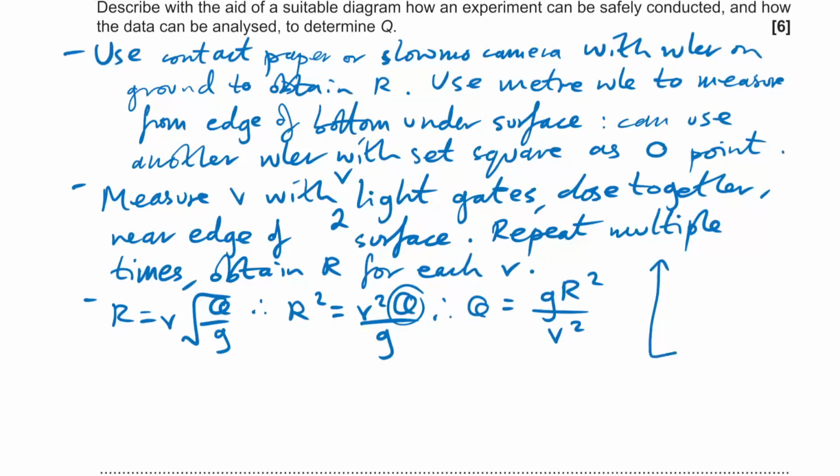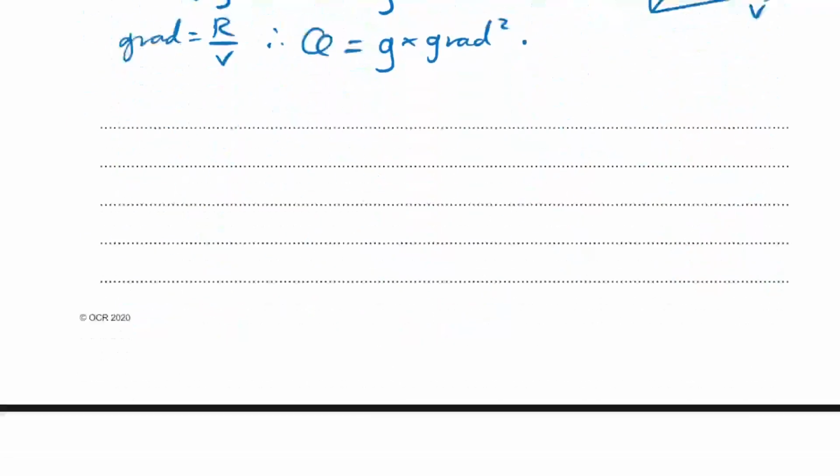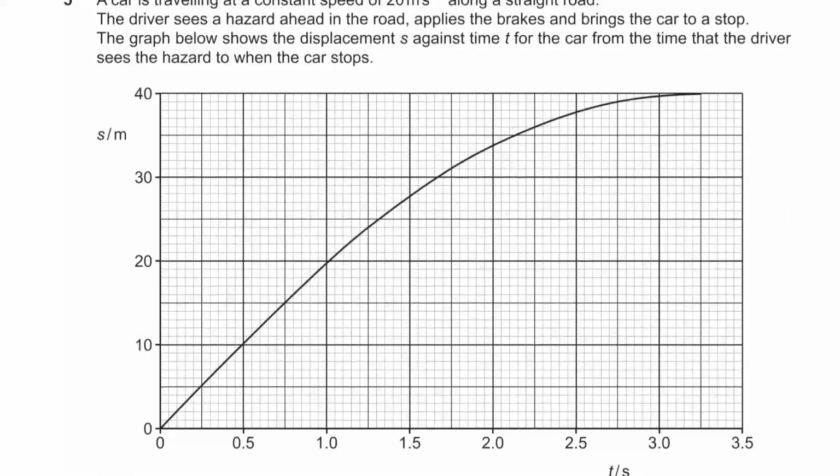So we can have a graph of R against V, and we should end up with a straight line through the origin. It's not a very straight line, but you get the idea. Get the gradient of that. Gradient is equal to R over V. Therefore, Q is equal to G times the gradient squared. Of course, if you had R squared and V squared on the graph, it would just be the gradient instead. Not too bad, just weird. I hate those kind of questions.